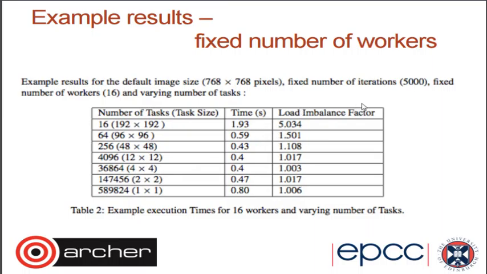Okay, so this is just an example of some of the results. We've got a table here of number of tasks, and in brackets the task size, the execution time for the fractal program, and the load imbalance factor that you will have seen printed out every time you got your results. The maximum number of iterations here was fixed at 5,000, and of course we fixed the number of workers. I know some of you thought that you had to vary the number of workers, but that's not what the task was about. It was about spreading the load evenly across a fixed number of workers.